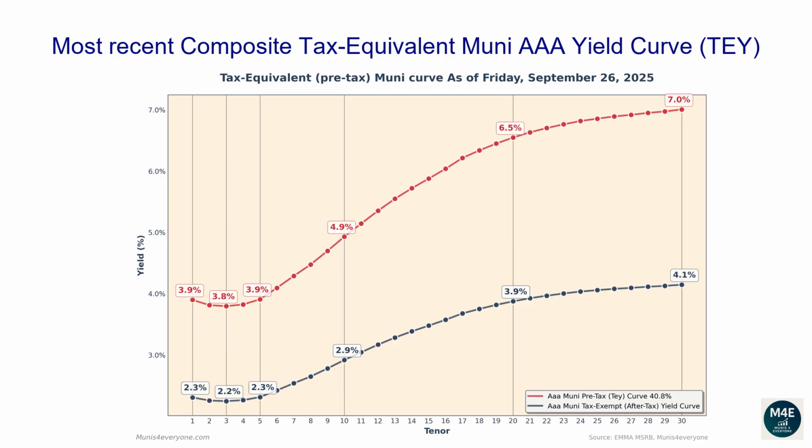The one-year tax-exempt yield is 2.31%, corresponding to a 3.9% tax-equivalent yield for investors in the top tax bracket. The two-year tax-equivalent yield is 3.81%. The 5-year tax-equivalent yield is 3.91%. The 10-year tax-equivalent yield is 4.93%. The 20-year tax-equivalent yield is 6.55%. The 30-year tax-equivalent yield is 7.01%.